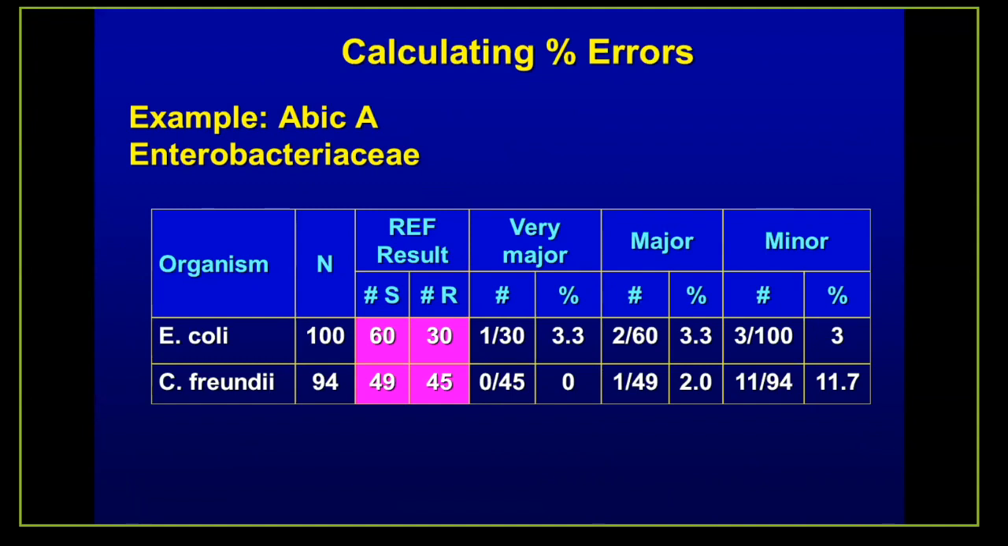For E. coli, there was one very major error divided by the 30 resistant isolates. That makes 3.3%. Major errors, there were 2 divided by 60, the total number of susceptible isolates, that's 3.3%. For minor errors, there were 3 divided by the total number of organisms, 100, you get 3%. We have the same thing shown here with Citrobacter freundii also.